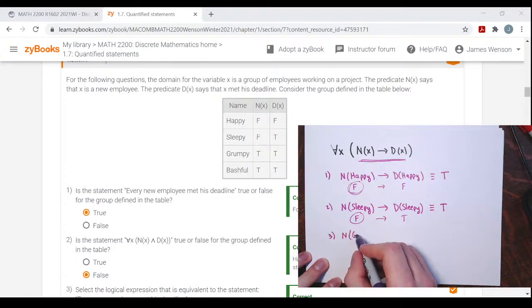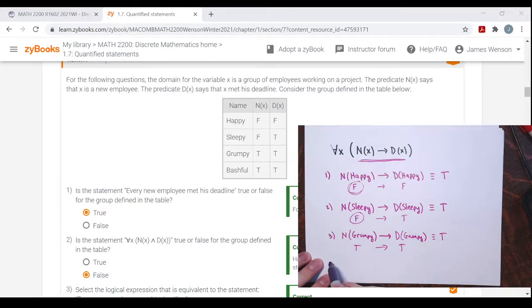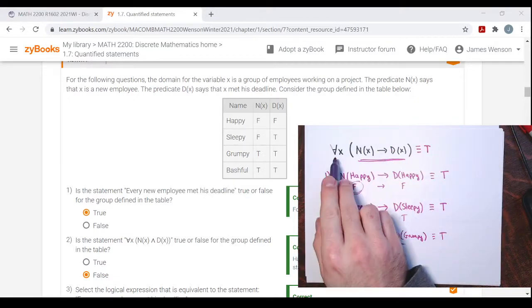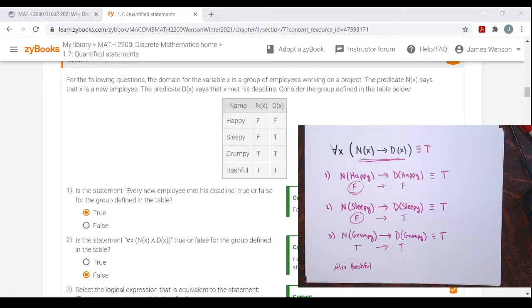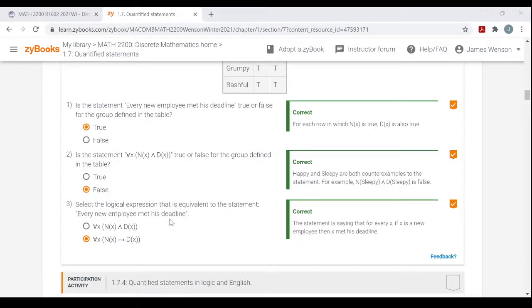I plug in Grumpy for x. Is N of Grumpy implies D of Grumpy? Well, this is true implies true. A true implication. And the same thing goes for Bashful. Bashful would have the exact same thing as Grumpy. True implies true, so this is true. So this whole statement here is a true statement because for every employee, this statement is true. So it is logically equivalent to saying every new employee met his deadline, because they're both true. They have the same truth value.